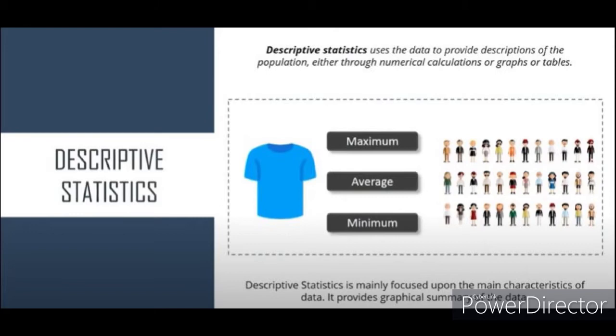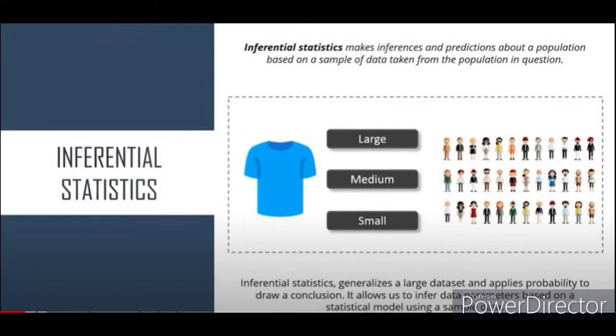Okay. Inferential statistics makes inferences and predictions about a population based on a sample of data taken from the population. Okay, in other words, it generalizes a large data set and applies probability to draw a conclusion. It allows you to infer population parameters by using sample data. So if we consider the example of finding the average shirt size of students in a class, in inferential statistics, you will take a sample of the class, which is basically a few people from the entire class, and you would divide the class into large, medium and small, right, in this manner.